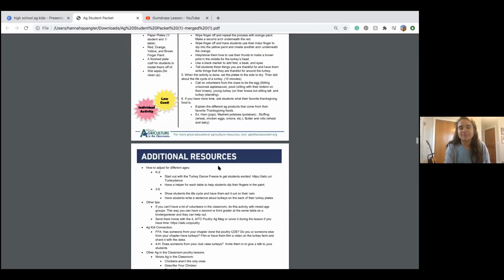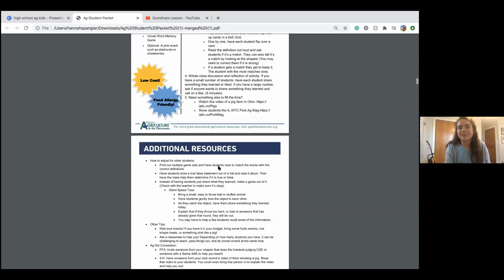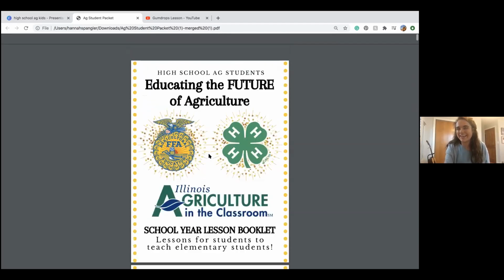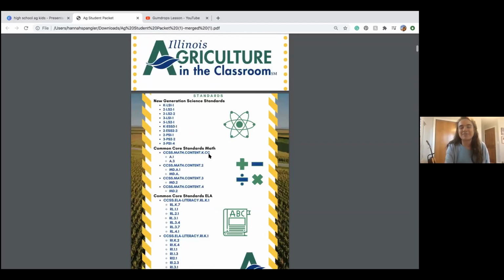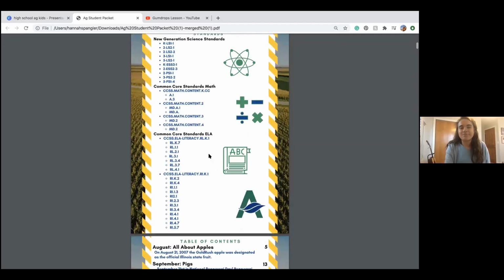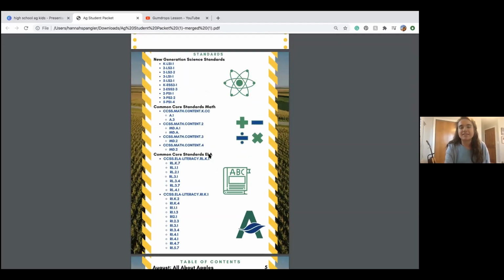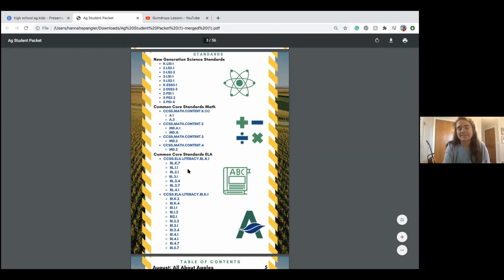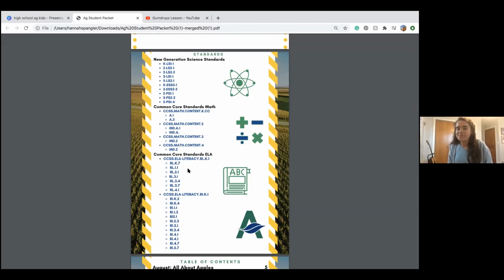And scroll to the top here. Sorry, it's a very long booklet with all the lessons for every month. The other thing is the standards. So if you too want to use some of these lessons in your classroom, I've also listed all of the standards that all of the lessons cover, so that you know that it's hitting a lot of those Common Core science, math, and language arts standards.